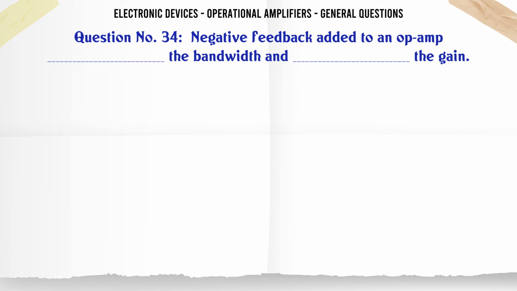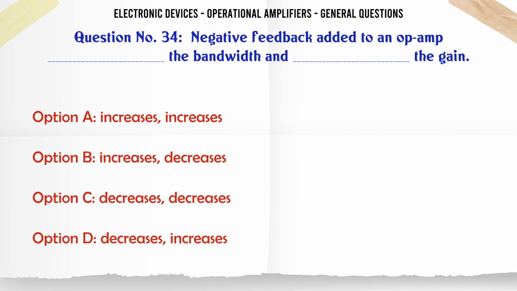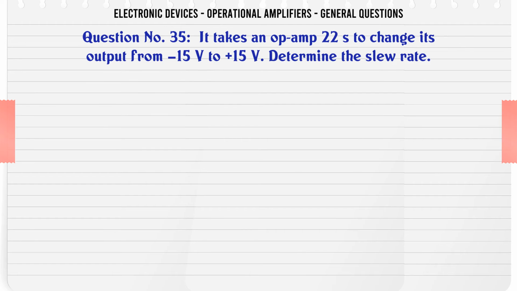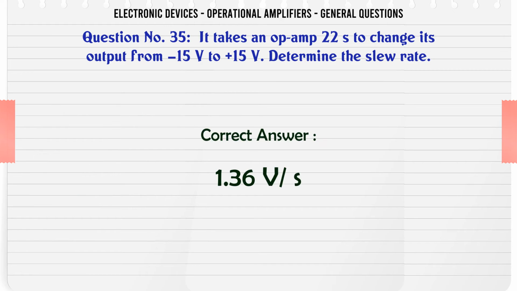Negative feedback added to an op-amp, the bandwidth and the gain. A. Increases, increases. B. Increases, decreases. C. Decreases, increases. D. Decreases, decreases. The correct answer is increases, decreases. It takes an op-amp 22 µs to change its output from -15 V to +15 V. Determine the slew rate. A. 1.36 V/µs. B. 0.68 V/µs. C. -0.68 V/µs. D. Cannot determine. The correct answer is 1.36 V/µs.